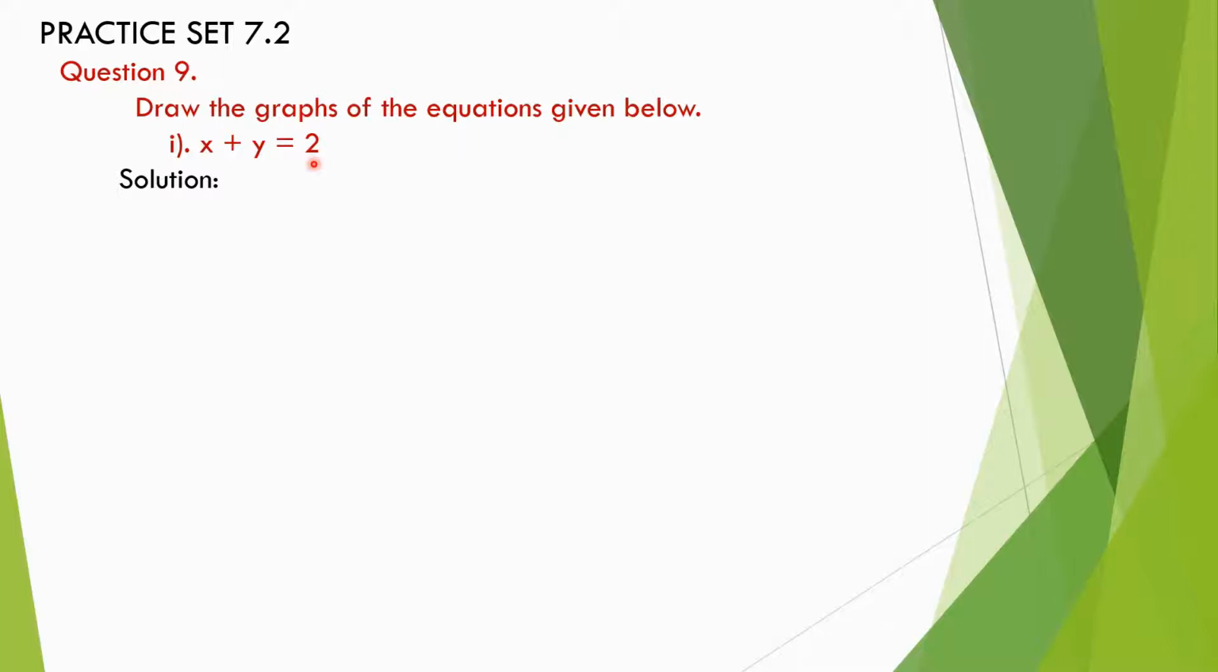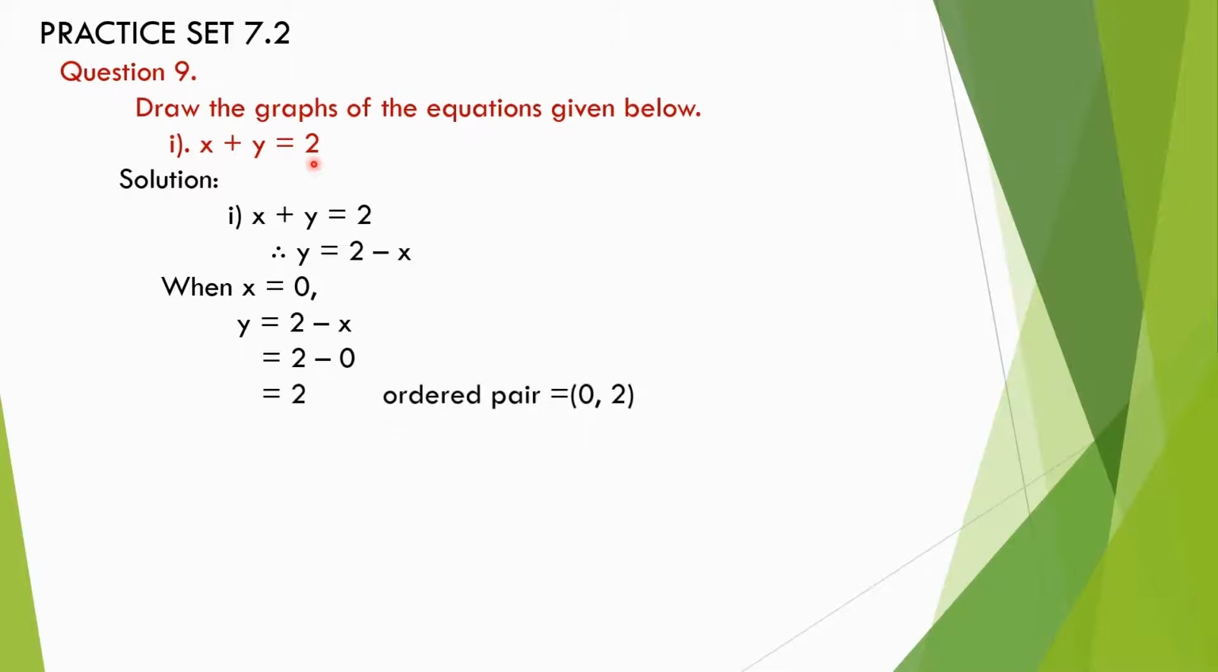First, you have to write the equation x plus y is equal to 2. Therefore, y is equal to 2 minus x. First, let's take x is equal to 0. Substitute the value x is equal to 0 in the equation y equal to 2 minus x. Therefore, y is equal to 2 minus 0, that is equal to 2. Therefore x is equal to 0 and y is equal to 2. Your first ordered pair has x coordinate 0 and y coordinate 2, that is (0, 2). And next, x is equal to 1.